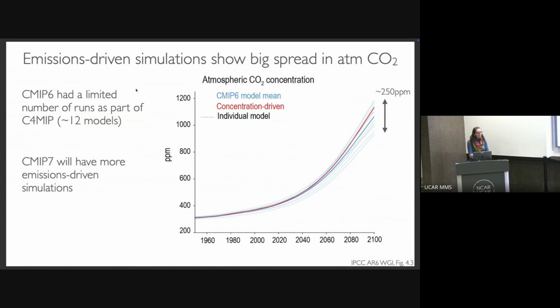CMIP7 will have more emissions-driven simulations. That's the idea. Groups are being asked to run their main simulations as emissions-driven. So this carbon cycle uncertainty will be present in many of the future projections coming out of CMIP7, and it's really important for us to try to understand that better.